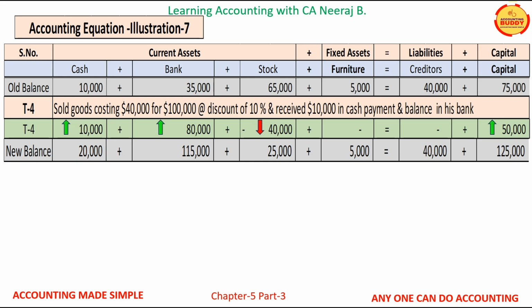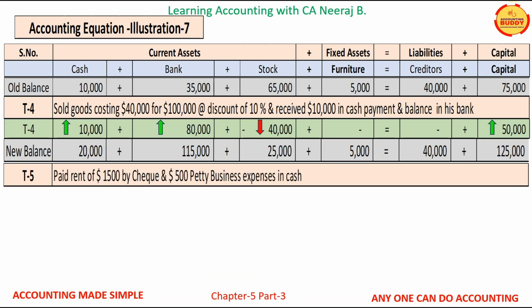We have $40,000 of liabilities and a capital of $125,000, which is again a sum total of $165,000 on the right hand side of the accounting equation. Transaction T5 on your screens is $1,500 of the rent is paid by check, and a business petty expenses of $500 are paid by cash.